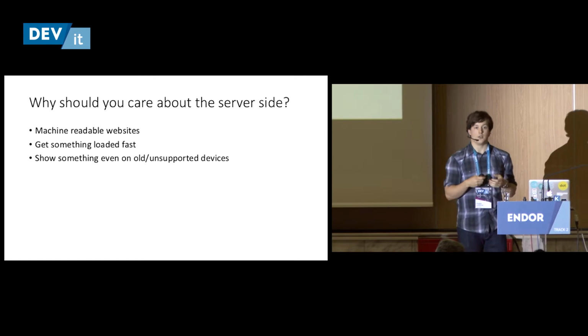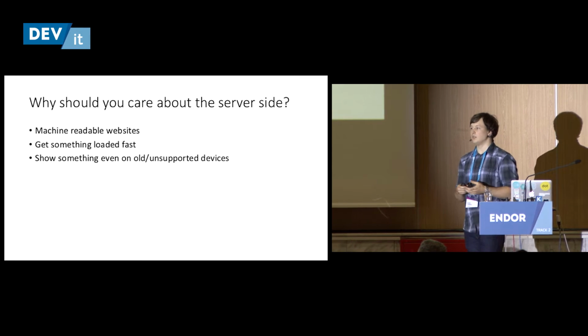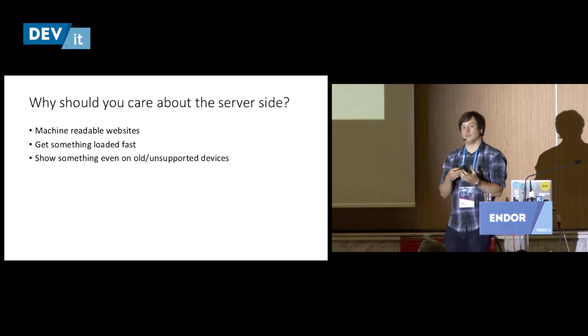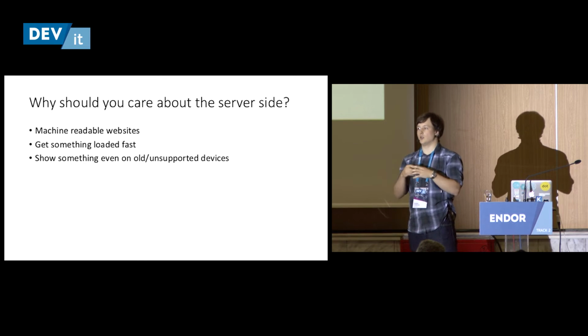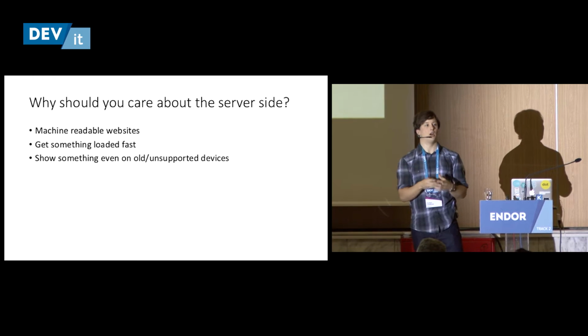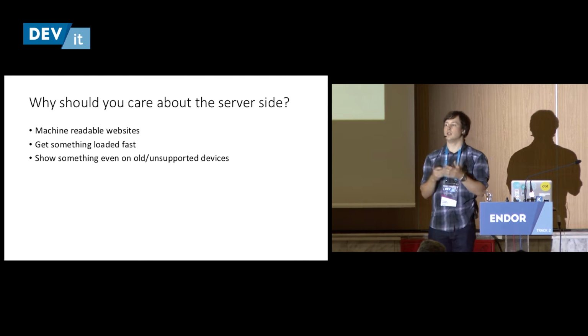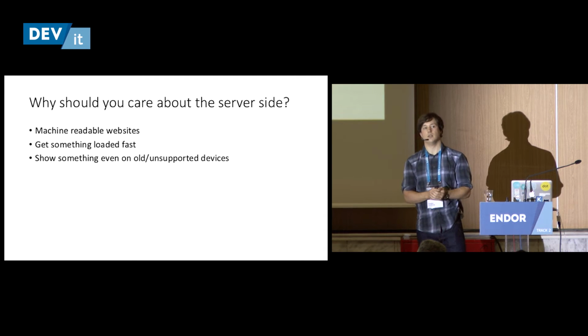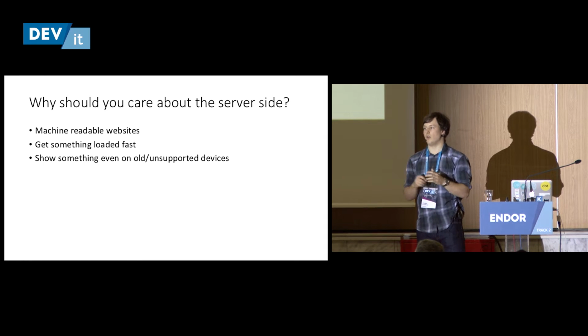Another advantage is that you can show something even on older browsers or browsers you might not fully support. So with JavaScript, it's very difficult to make sure that your code runs correctly and behaves correctly across all the many different browsers and environments, and particularly older browsers. If you render on the server side and you're sending down the raw HTML, users are going to be able to see and interact with at least some of your website, even on those older devices.